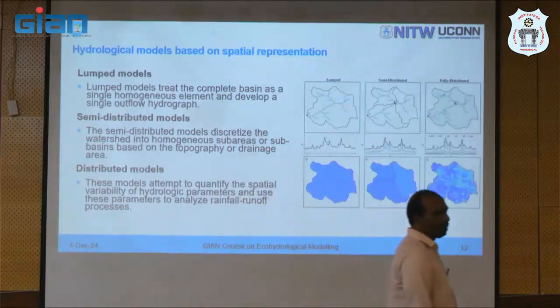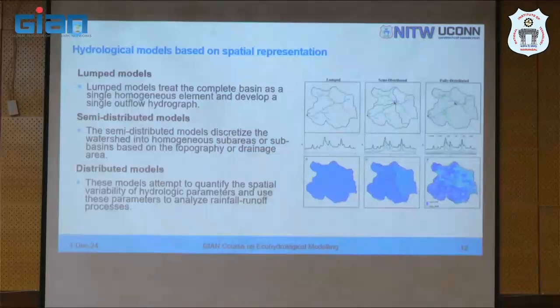It depends on the purpose of the model. Okay. Data availability, right. Okay. Anyone else?